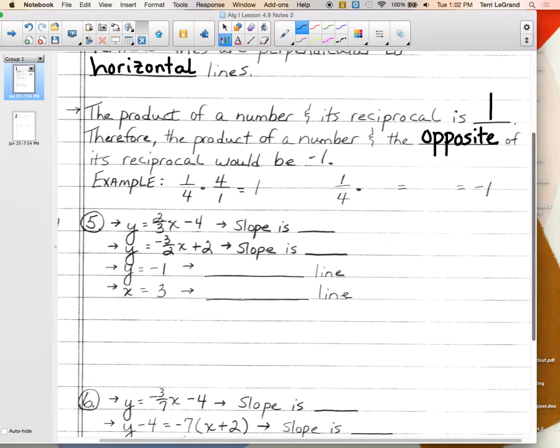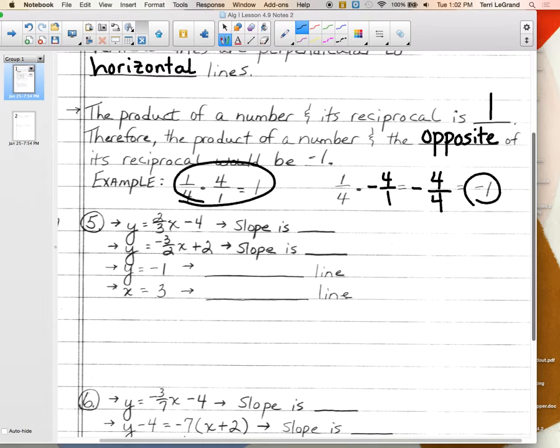So here's an example I have here. Here's a number times its reciprocal, and notice we get +1. 1/4 times 4 over 1, they're reciprocals of each other, and you get 1. If we take 1/4 times the opposite of its reciprocal, so -4 over 1, what do we end up with? What's a positive times a negative? Negative. Now let's just multiply across. 1 times 4, 4. 4 times 1, 4. We do end up with a -1.